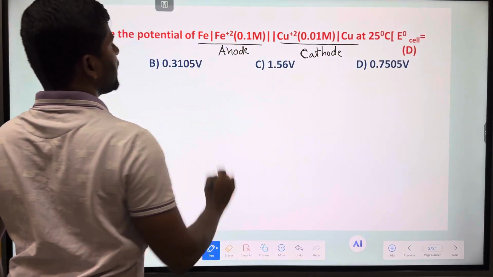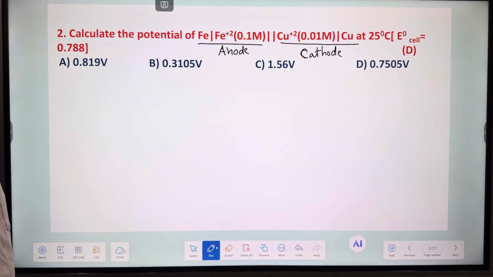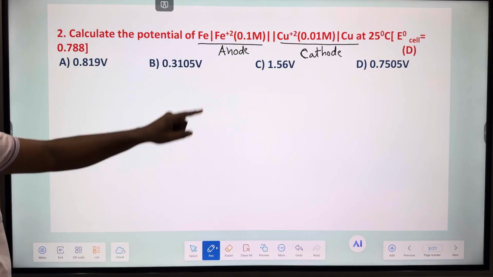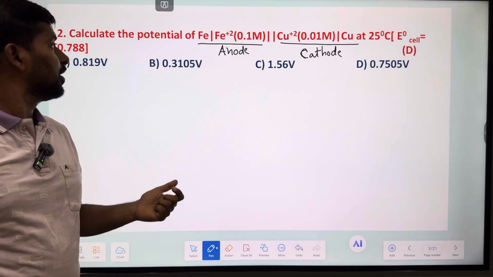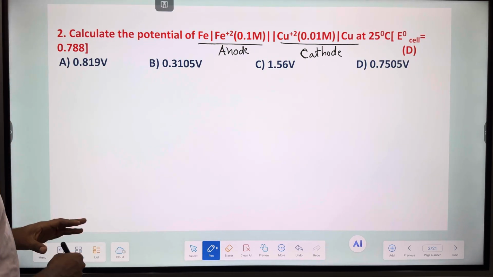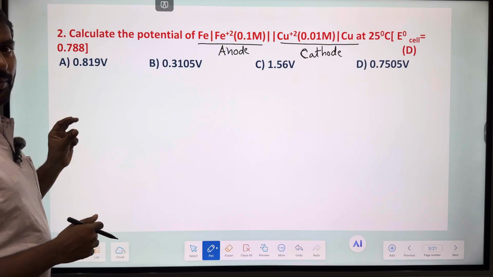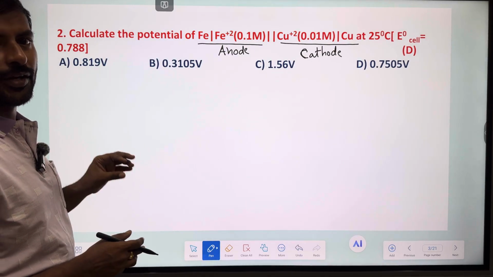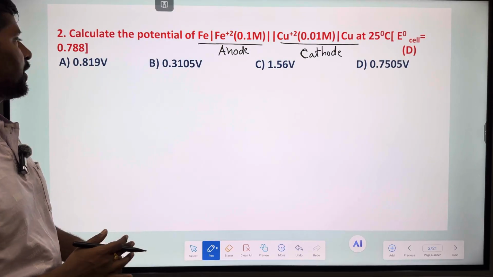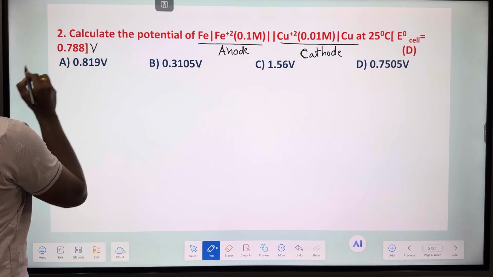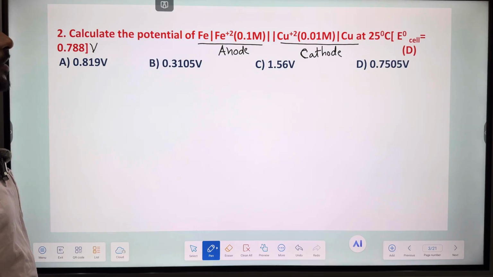And iron electrode is anode, copper electrode is cathode. What is the potential that we have to calculate? Standard cell potential is given as 0.788 volts. And standard cell potential means what? That is the potential measured at a temperature of 25 degrees centigrade and for 1 mole concentration. This is in volts, and it is 0.788 volts.